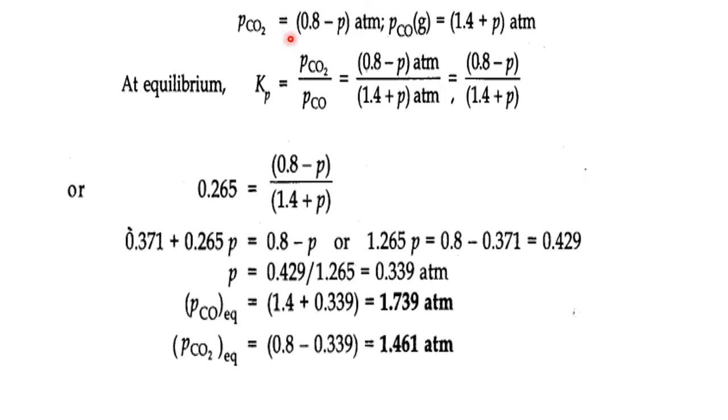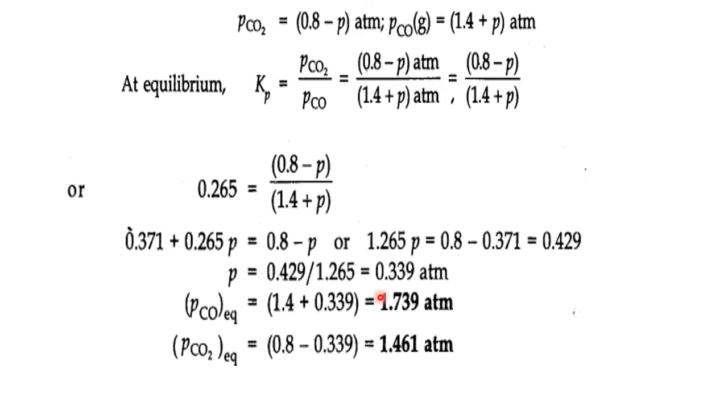Now what is the partial pressure of CO2? 0.8 minus P. Please see the question. And of carbon monoxide? 1.4 plus P. It is increasing, the other is decreasing. Now Kp equals product by the reactant. If you simplify, ultimately what does the answer become?